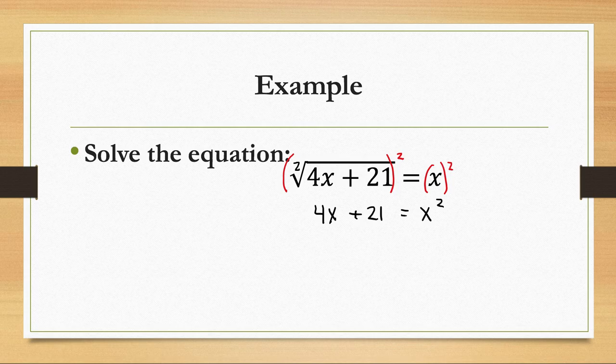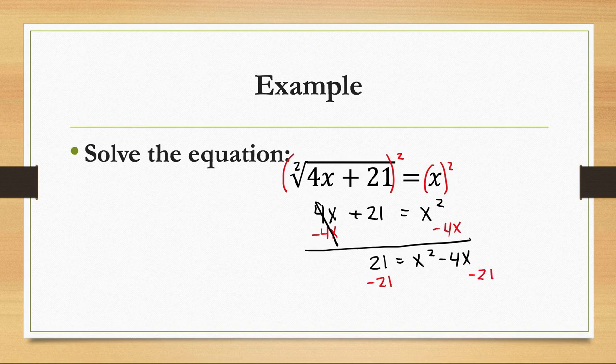So I'm going to go ahead and get this set up and get it ready to factor. Remember that in order to factor, you have to have everything on one side of the equation and 0 on the other side. So I'm going to first move the 4x to the other side. So it's going to cancel here. It's going to leave me 21 is equal to x squared minus 4x. And then remember, I'm moving everything to one side, so I'm going to subtract 21 from both sides. And so my quadratic equation is x squared minus 4x minus 21.